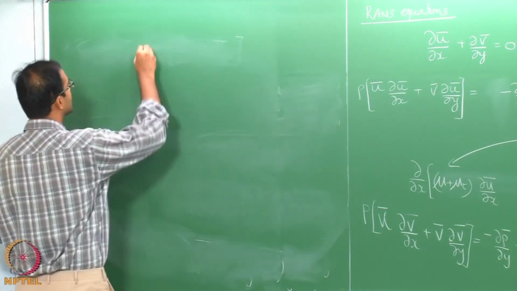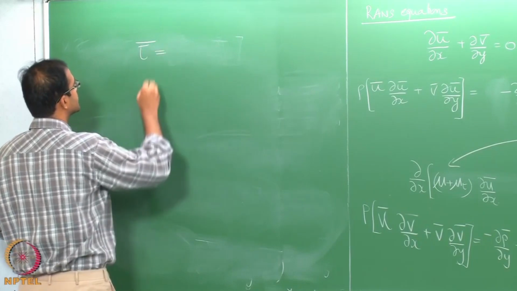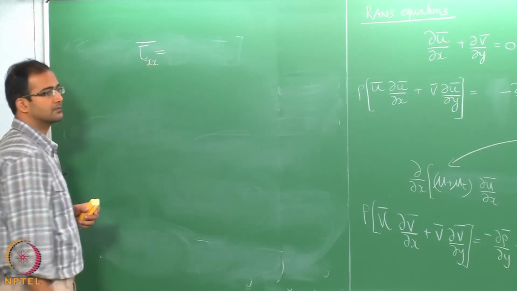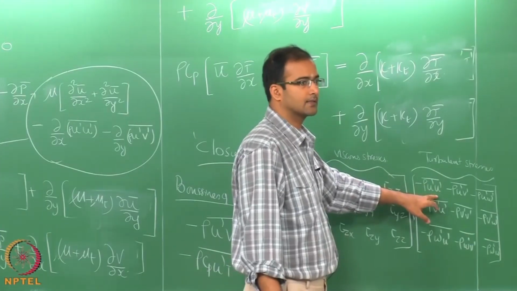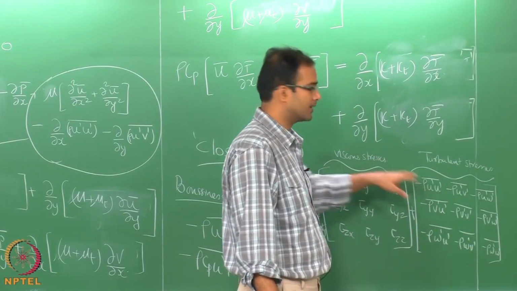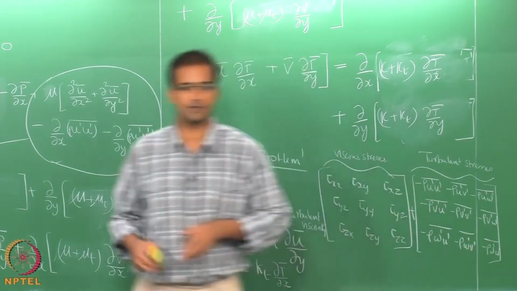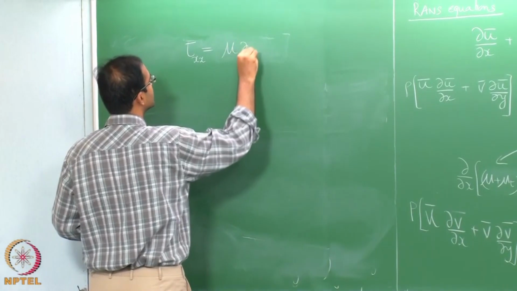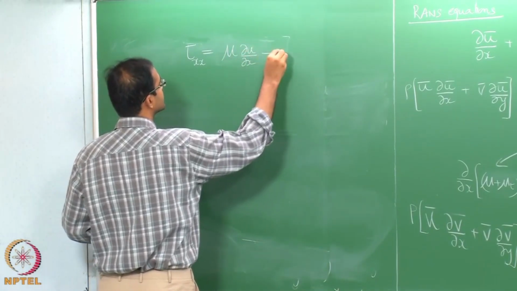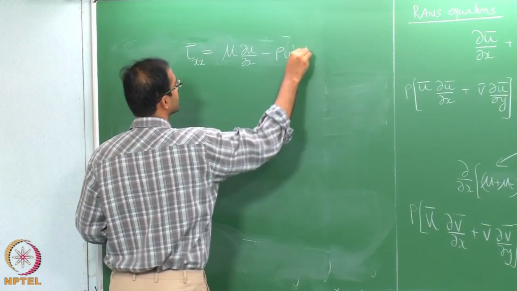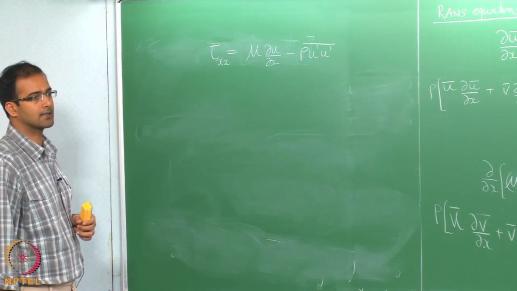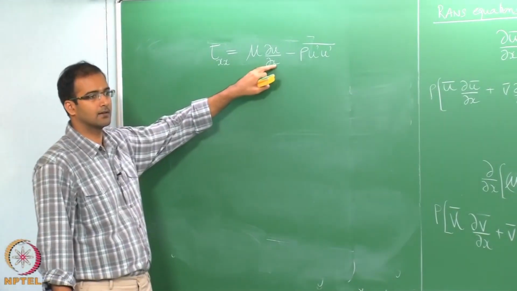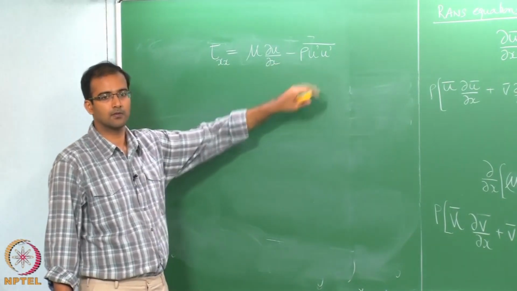So, when we write tau, for example tau xx, as I said, we are now combining this plus this. This is nothing but mu du by dy, combined with your turbulent stresses. So, for example, tau xx will be mu into du by dx minus rho u prime bar. Understand? This is the way we calculate the total stress. The total stress has the molecular or laminar diffusion and the turbulent diffusion.